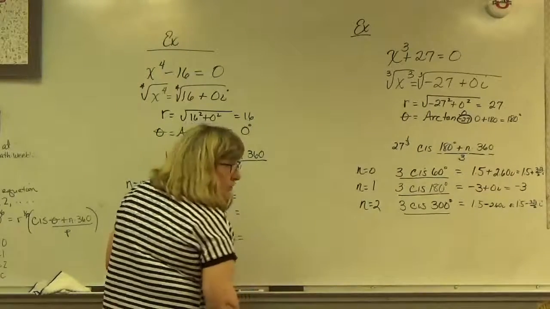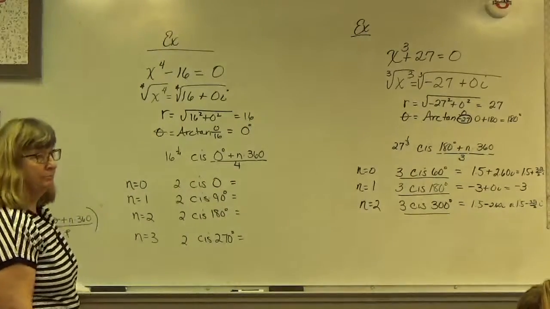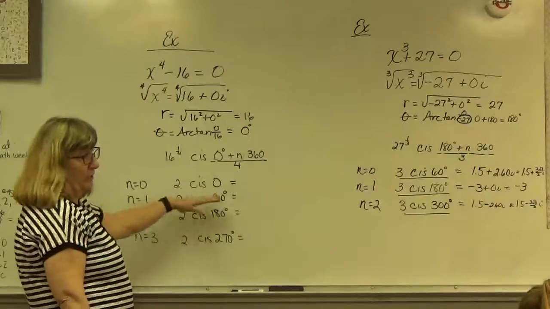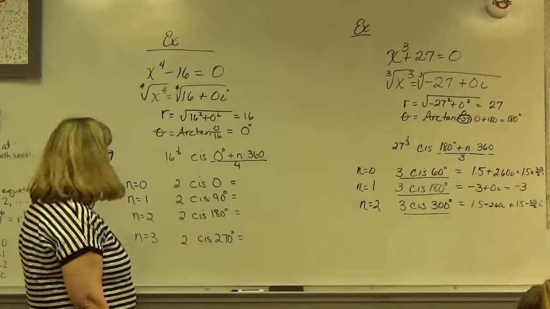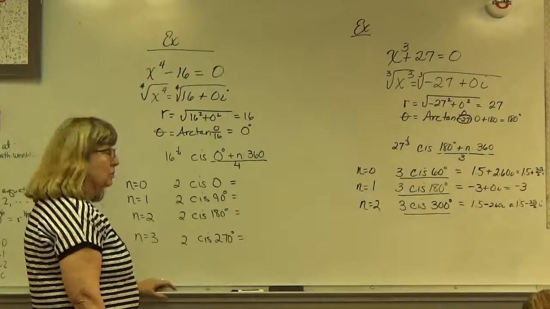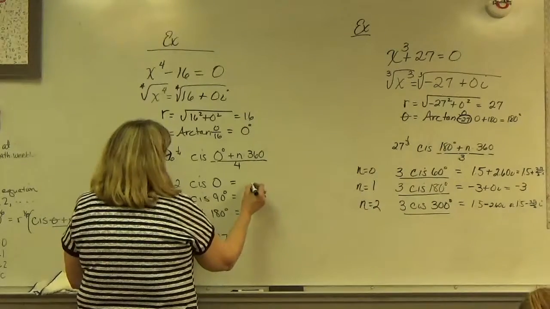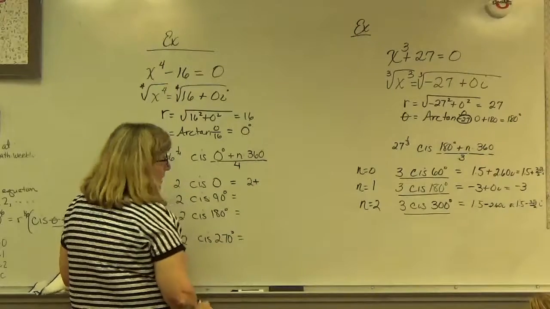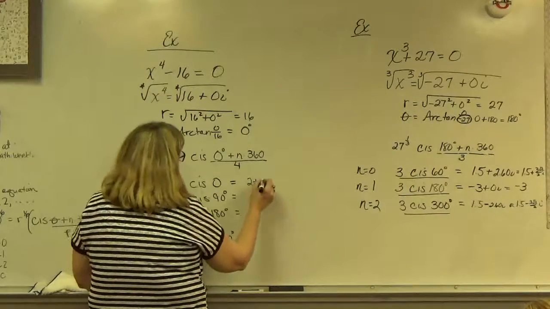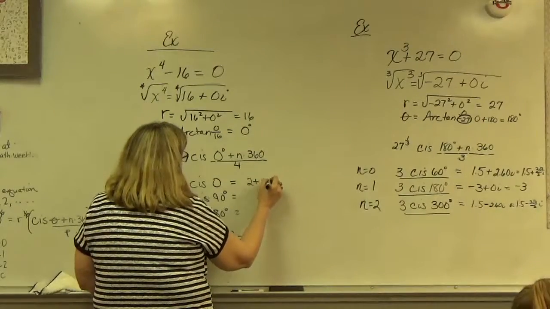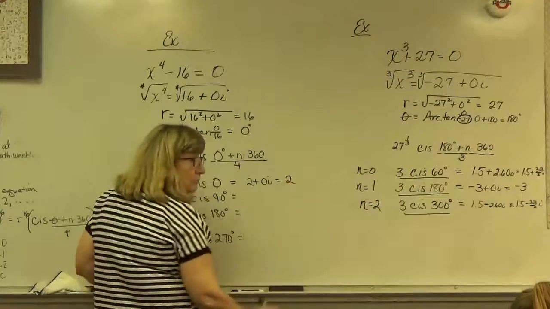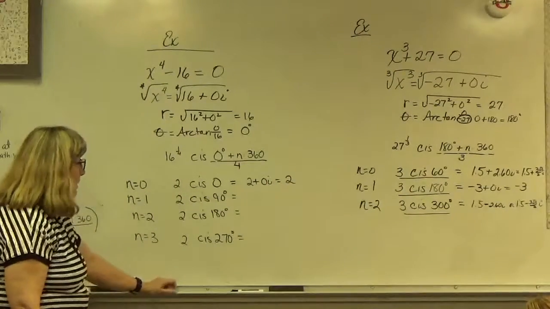Now we're ready to find the other answers. We have the polar answer now, right? Now we're ready for the complex answer. So make sure you get the first one. What's 2 times the cosine of 0? 2. And 2 times the sine of 0. 0. So we end up with just 2.